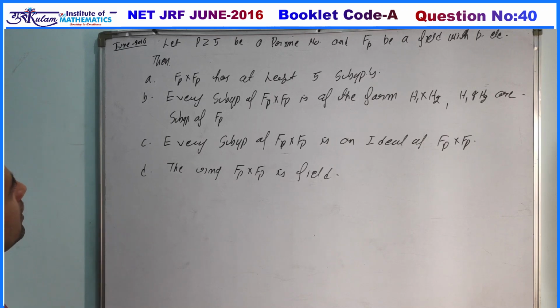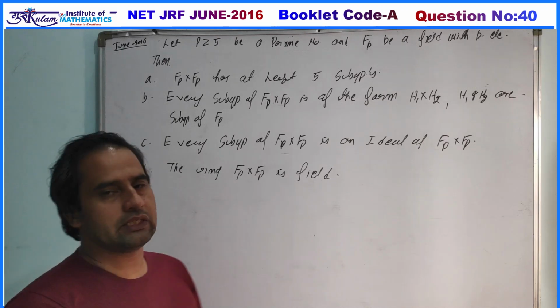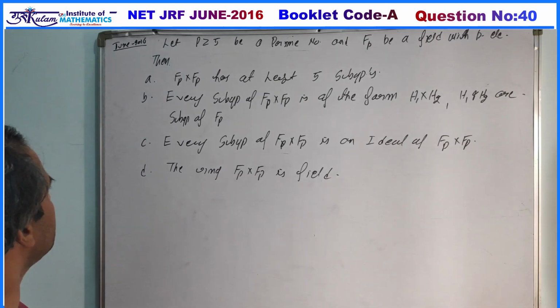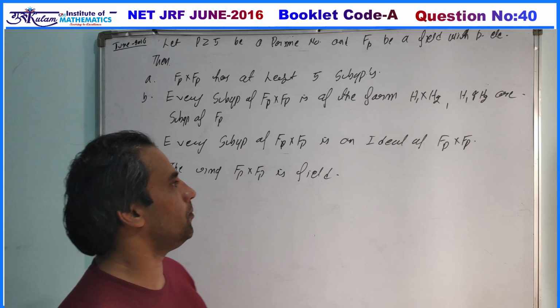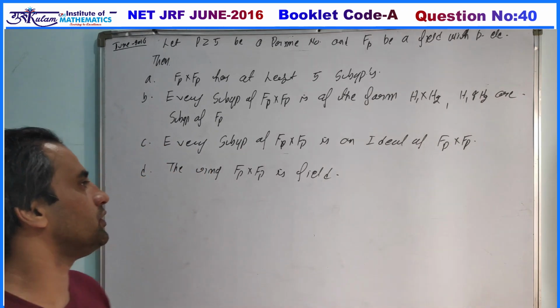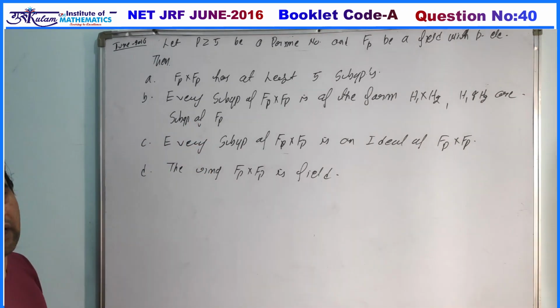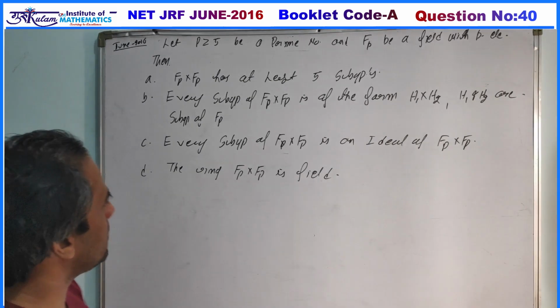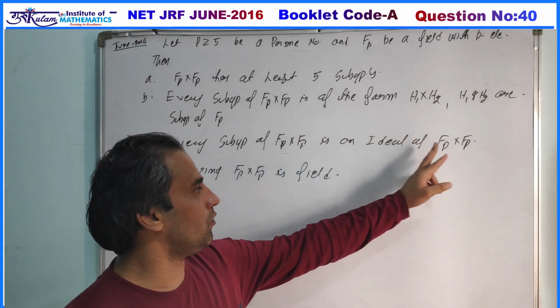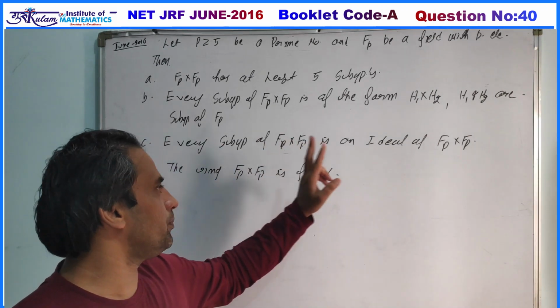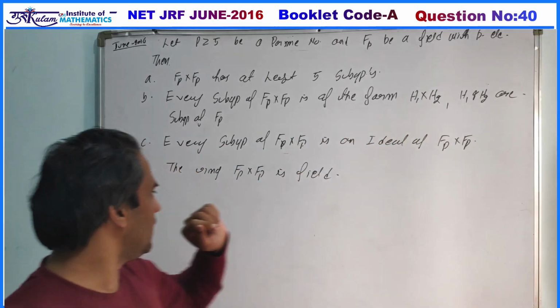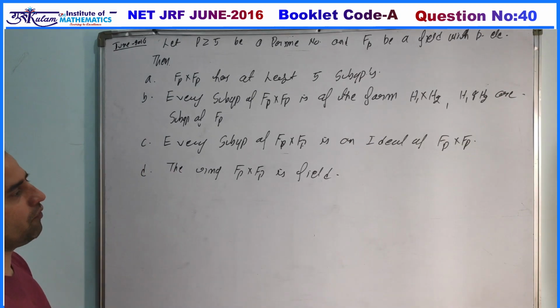First, Fp cross Fp has at least 5 subgroups. Second, every subgroup of Fp cross Fp is of the form H1 cross H2, where H1 and H2 are subgroups of Fp. Third, every subgroup of Fp cross Fp is an ideal of this ring. And fourth, this ring is a field.